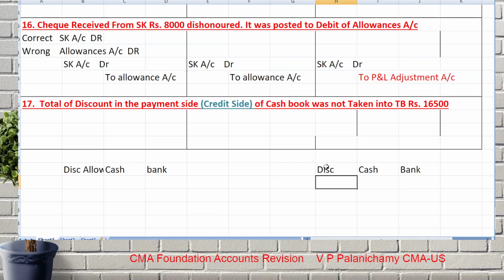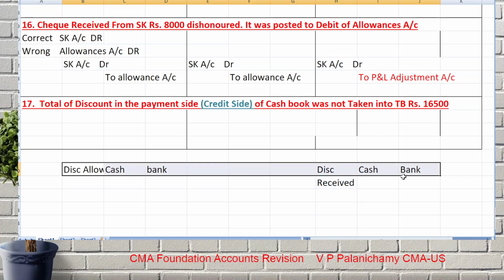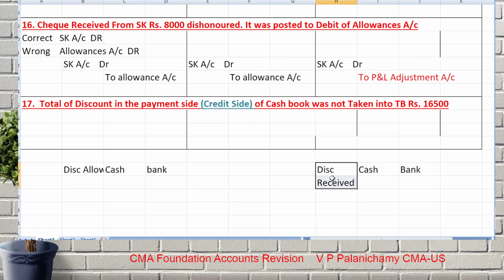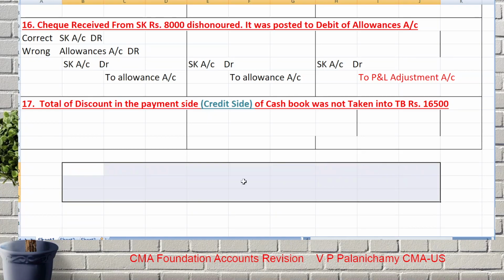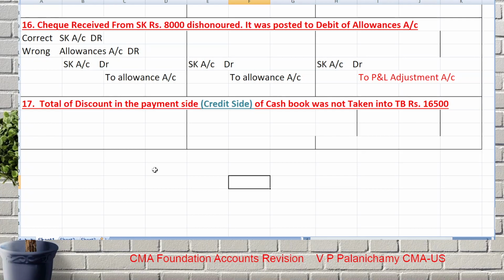Credit side என்ன இருக்கும்? Discount received இருக்கும். இல்லையா pay பண்ணும்போது we will receive what? Discount. Receive பண்ணும்போது we will allow the discount. So credit side னு சொல்றான், which means which column? Discount received column. Discount received, is it an income or expense? Income. So which means we should have credited discount received.